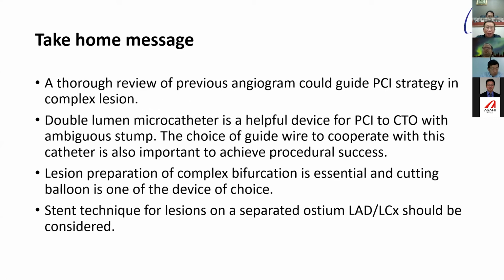And we can use the double lumen microcatheter as a very helpful device for the PCI of CTO in the ambiguous stump. And the choice of the guide wire to cooperate with this catheter is also important to achieve procedural success. Lesion preparation in the complex bifurcation is quite essential, and the cutting balloon is one of the devices of choice in this case. Because of the separate ostium, the rotablator may be quite difficult to do. And lastly, the stent technique for a lesion on this separate ostium. Thank you for your attention.